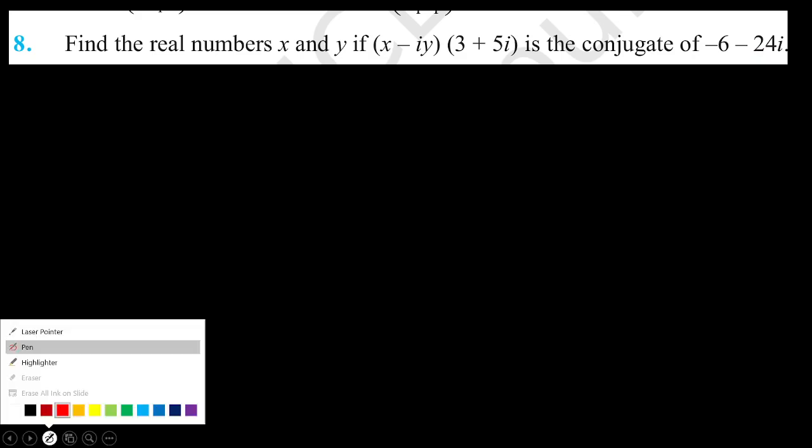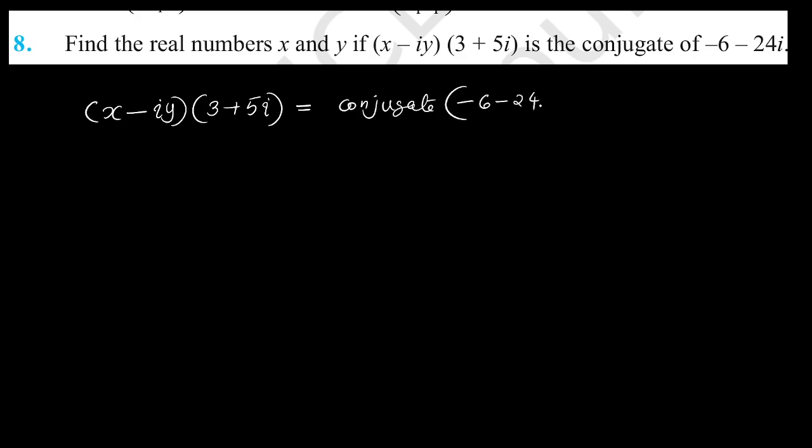What does it mean? I will tell you. All of you please listen. The question says that if I multiply x minus iy into 3 plus 5i, I will get the conjugate of minus 6 minus 24i. If I multiply these two complex numbers, I will get the answer as the conjugate of minus 6 minus 24i. We have to find x and y.